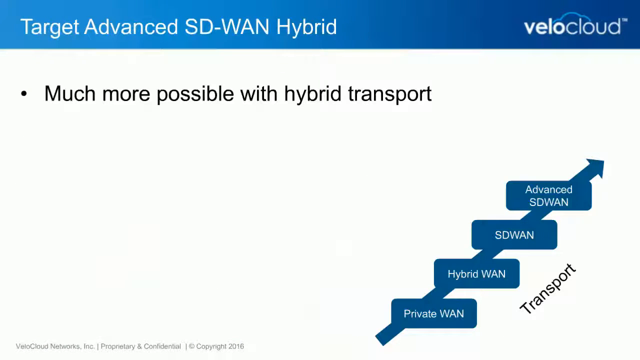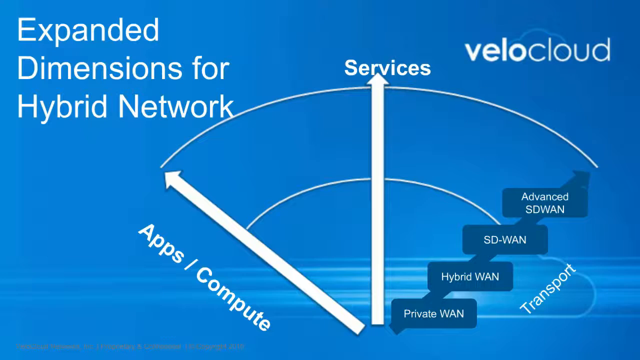So to summarize this section, we've now seen some options for advancing not just from the private WAN to hybrid WAN, but to SD-WAN managed, simplified hybrid WAN, to then actually having advanced SD-WAN that can assure performance across all the links. So let me go to the next concept. We just saw the goal on the transport side. Now let's look at how we can really expand the definition and the capability of a hybrid network.